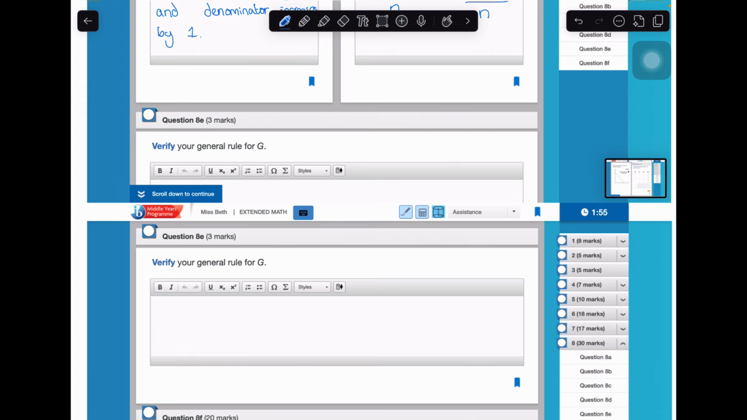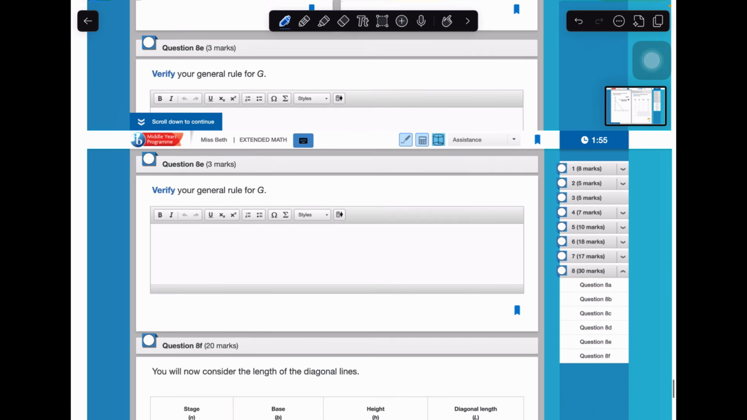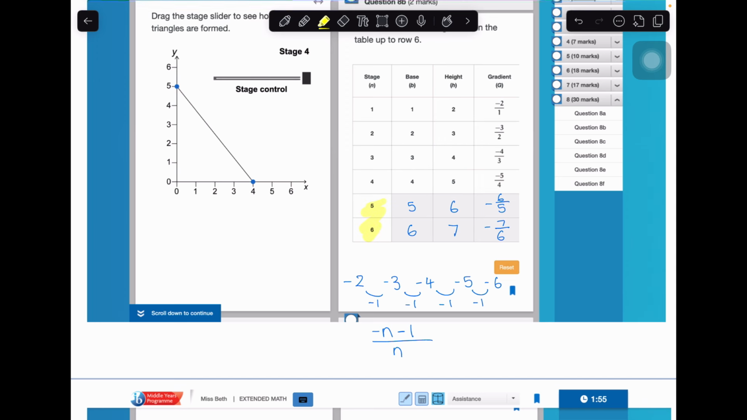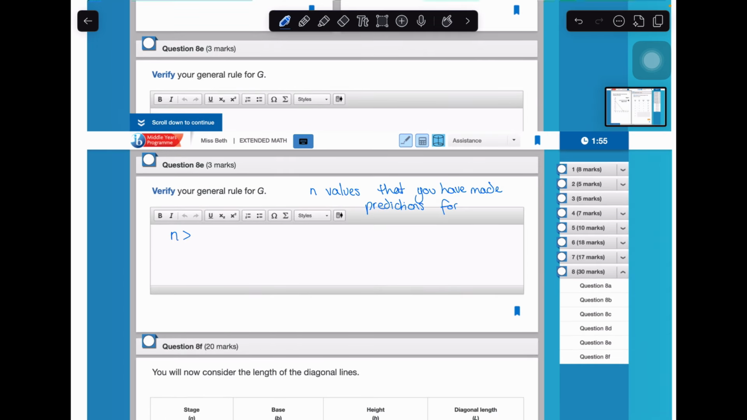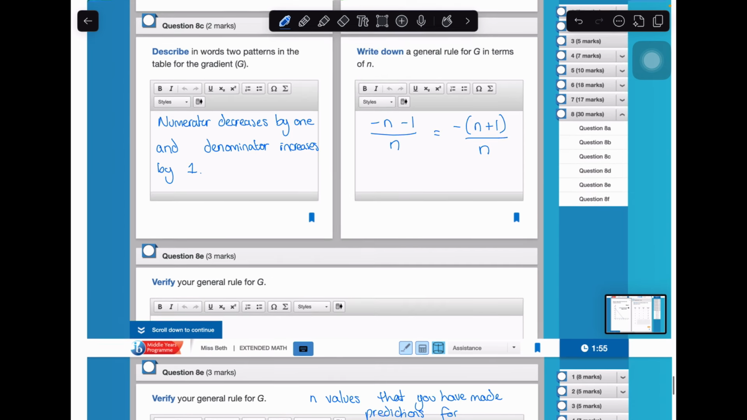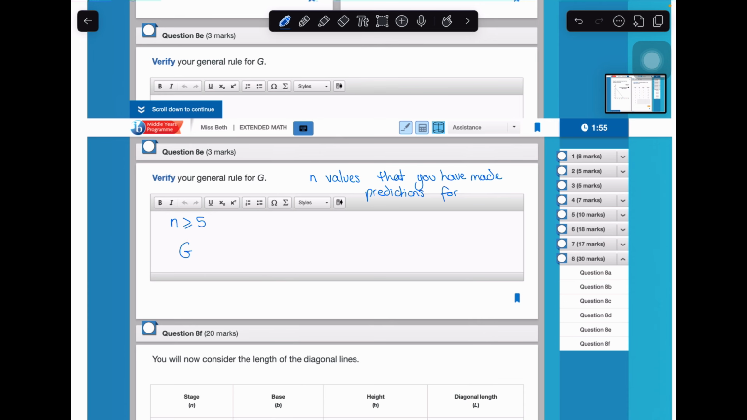Okay, so then verify your general rule for G. Okay, so for verification, you need to use the n values for which you have made predictions. So if I go back to my table, that's going to be for 5 and 6. Okay, so we have to use n is greater than or equal to 5. So let me just get my rule. So g of n is equal to (-n minus 1) over n. Okay, so we're just going to substitute n. So g of 5 is going to be (-5 minus 1) over 5, which is equal to -6 over 5.